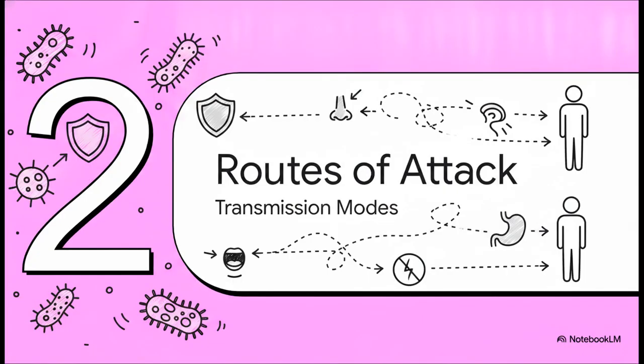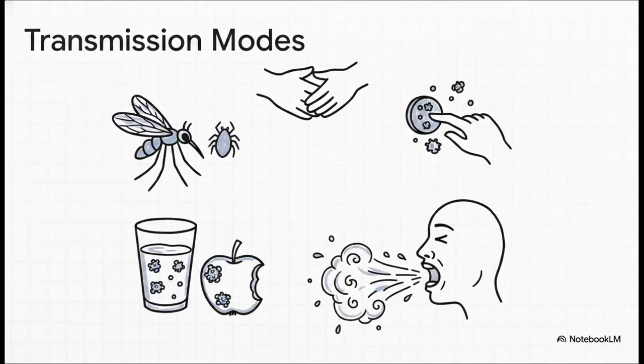Section 2. Routes of attack. Pathogens are incredibly opportunistic in how they breach our physical defenses. They can spread through direct skin-to-skin or sexual contact, or indirectly when you touch a contaminated surface, which is actually known as a fomite. They can launch an airborne assault via a sneeze, hitch a ride in contaminated water, or improperly cooked food, or even use vectors like mosquitoes, flies, and ticks as tiny Trojan horses to get to us.